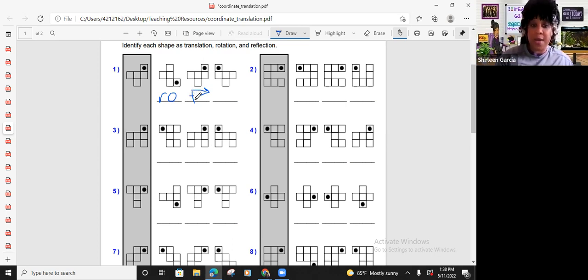It's hard. It's hard on a piece of paper to understand what they're asking you. It's easier when you see the video of the picture moving. All right, so TR for translation.